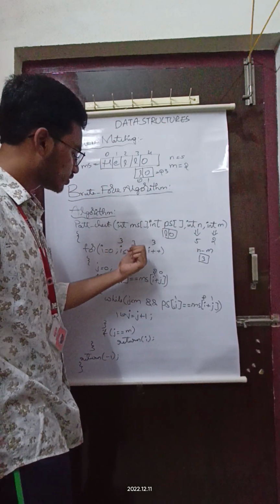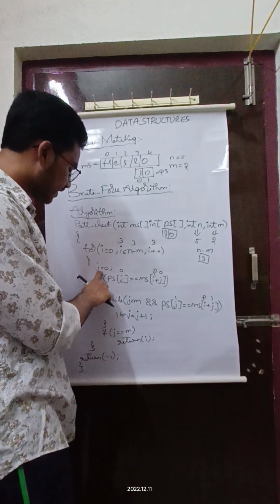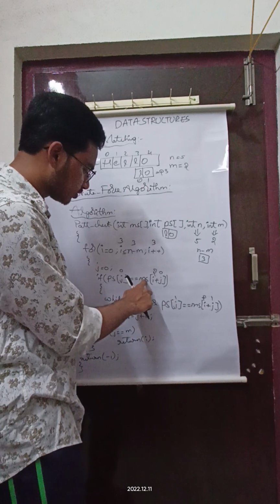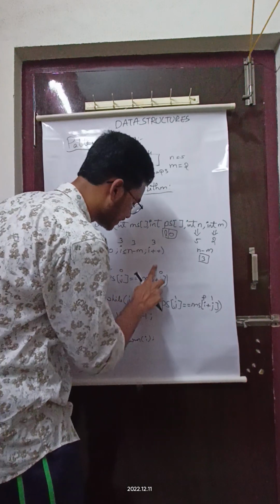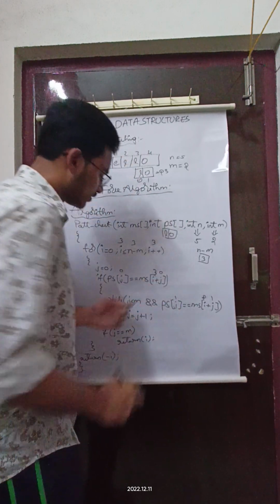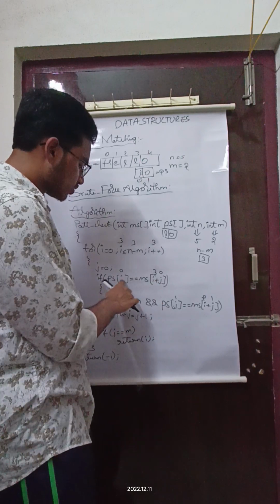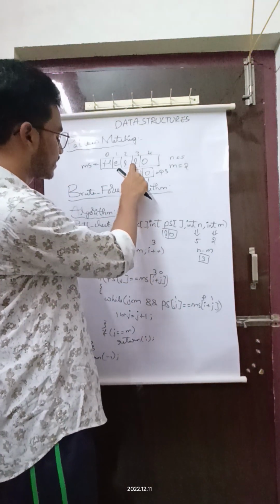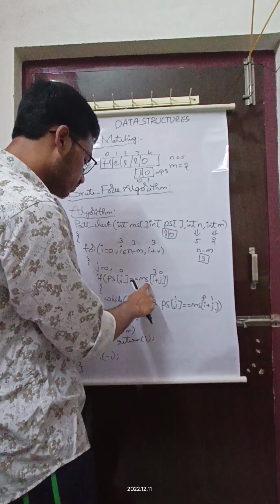3 less than or equal to 3. Yes, it is true. j equal to 0, if ps of j, 0, equal to ms of i plus j. The value of i is 3, 3 plus 0 is 3. ps of 0 equal to ms of 3. ps of 0 is L and ms of 3 is L. L equal to L, true.